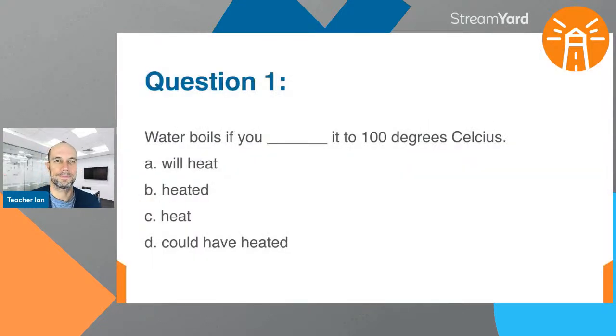Number 1. It could be any of the 4 conditionals we talked about. Number 1, water boils if you it to 100 degrees Celsius. Would it be will heat, heated, heat, or could have heated?